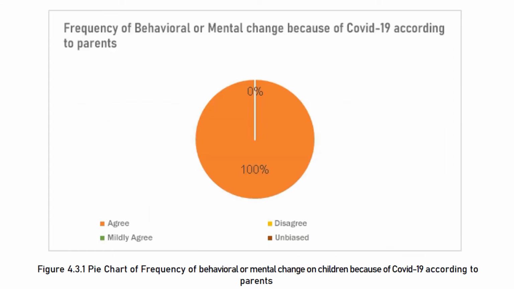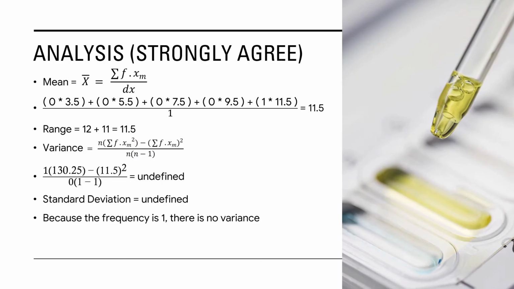And as you can see, every single one of our respondents agree that yes, their children have had a behavior or mental change due to COVID-19. And the analysis of this category will be strongly agree. So finding the mean was 11.5, the range was also 11.5. The variance is undefined because there was only one respondent in the strongly agree category, and therefore the standard deviation is also undefined.